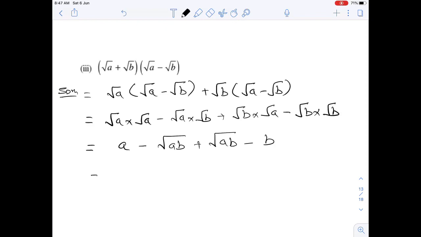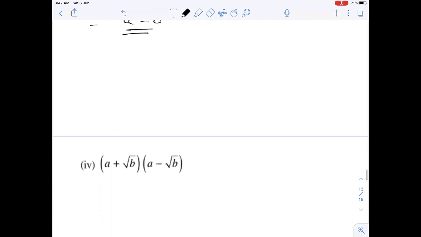So what will be our rule? Now the next step: it can be seen that these both are like terms with opposite signs, so we can cancel them here only. So what will be our answer? That will be simply a minus b. In this way we can get some more new rules.